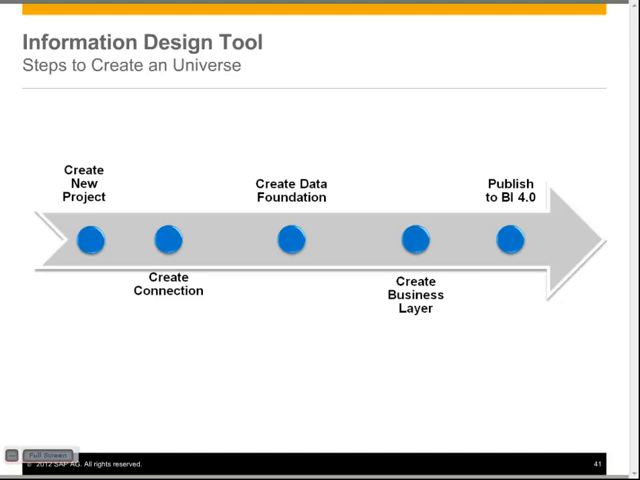So to create a semantical layer for a universe, let's look at the process. We create a new project. This is an information design tool. We start with a connection, data foundation. Remember data foundation from the modeling unit. We'll then go ahead and create a business layer. Once that business layer is published to BI4, we then have what's called a universe.